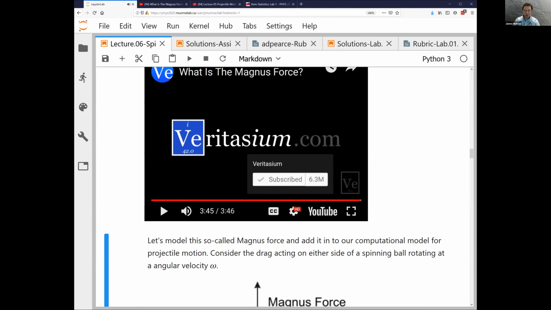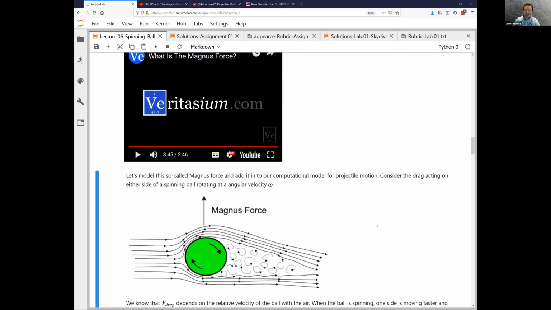Okay then, so that was a nice little description, I think, of this effect called the Magnus force. And it has to do with spinning objects. What I would like to do is take that video, take that little bit of thinking, and see if we can apply a Magnus effect into a model of a projectile motion. The goal here is to figure out how to model a Magnus force so that it all works.